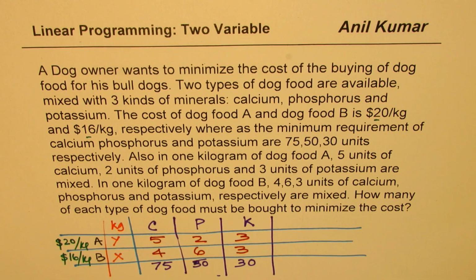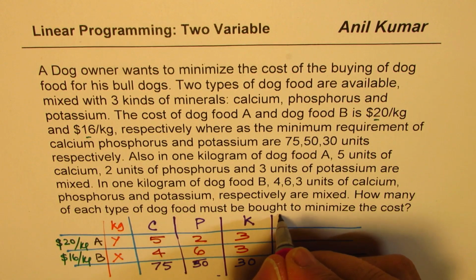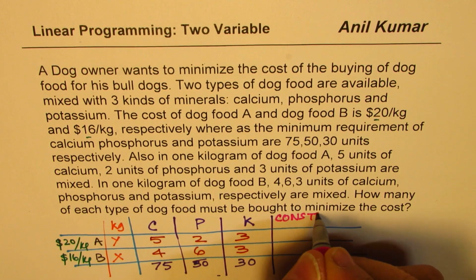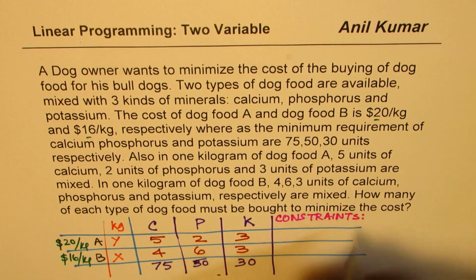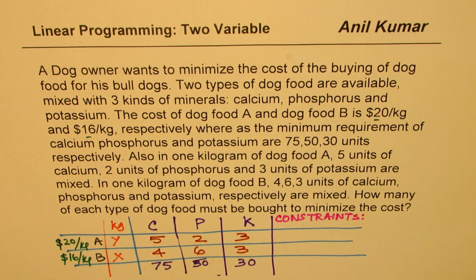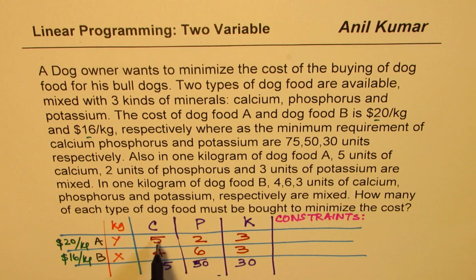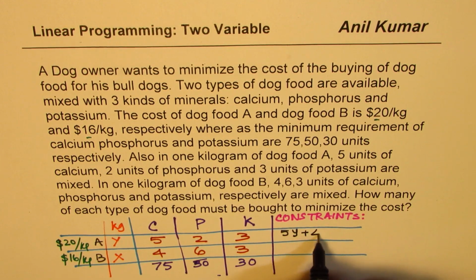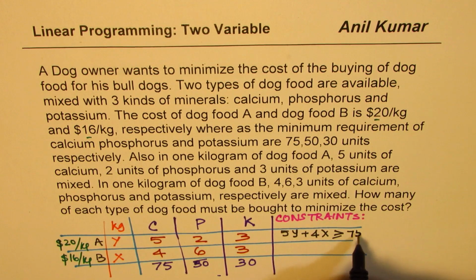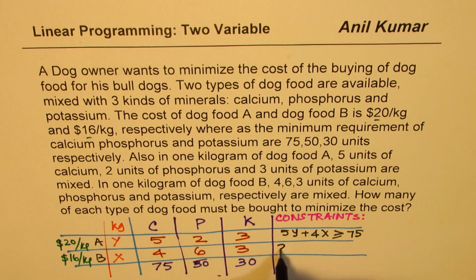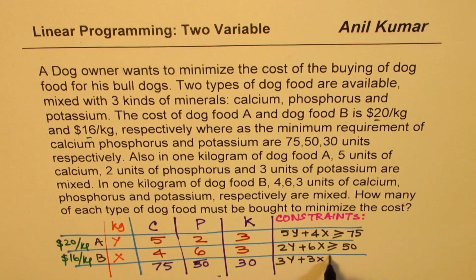So first set of equations is constraints. So what are our constraints? Now these are very important steps which you need to follow to solve such questions. Now y kilograms of A, x kilograms of B, 5 units of calcium, 4 units of calcium, we need 75 minimum, right? So that gives us one equation, which is 5y plus 4x should be greater than or equal to 75. Clear? For phosphorus, it is 2y plus 6x greater than or equal to 50, and for potassium it is 3y plus 3x greater than or equal to 30.